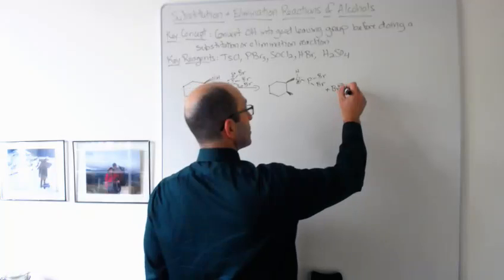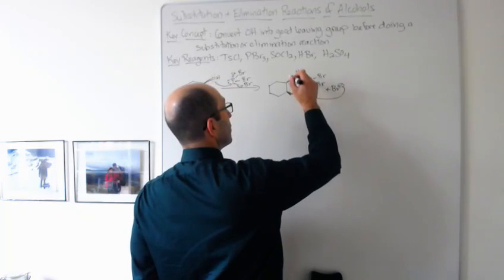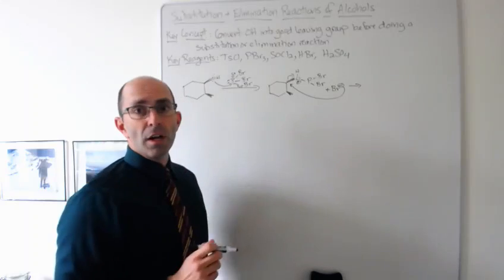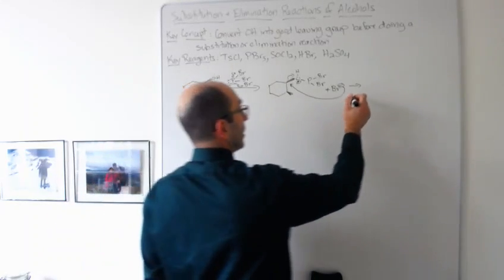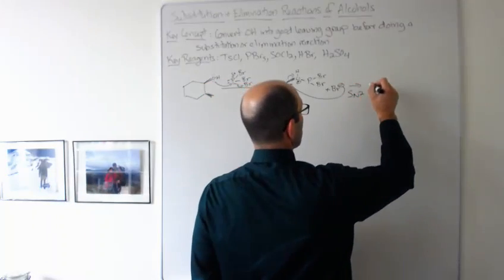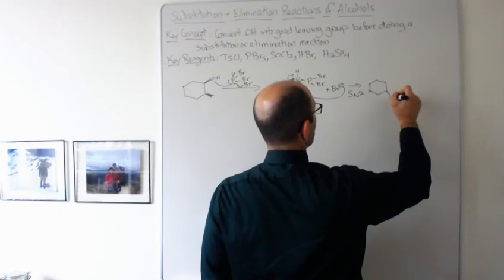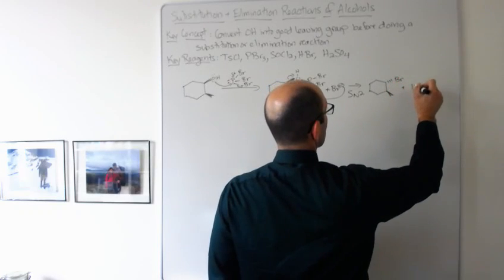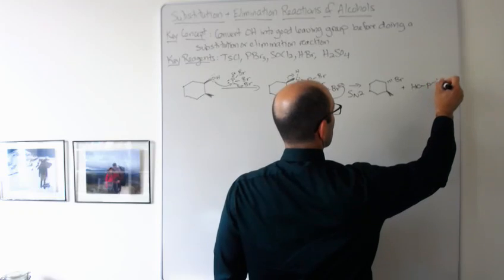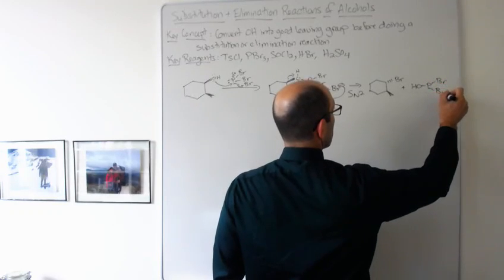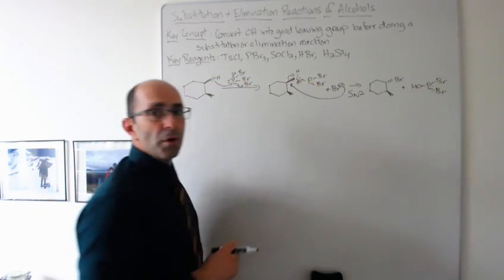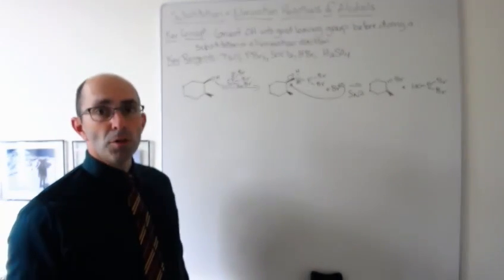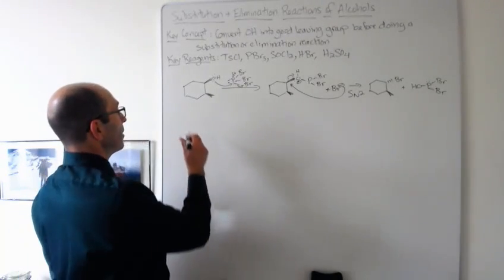We have Br-, which is a good nucleophile. That can come and attack. And we get the oxygen to leave. This is definitely an SN2 reaction, so this reaction occurs with inversion. All right, so that's a very nice way to turn an alcohol into a bromide with inversion. Again, it's SN2. It's not going to work on a tertiary substrate.